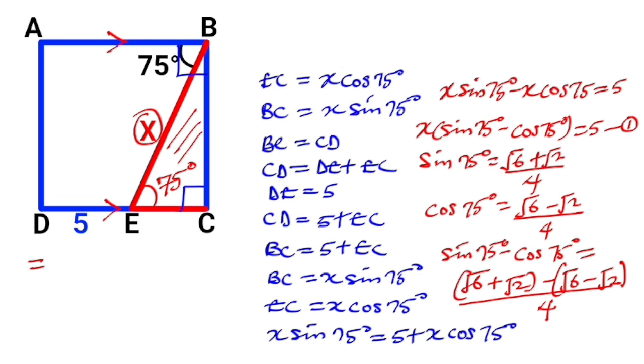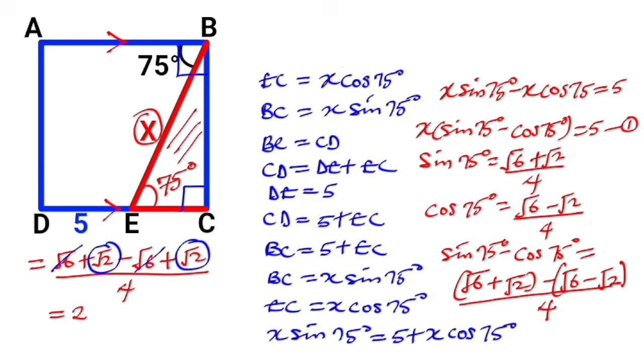Expanding the bracket will give us the square root of 6 plus square root of 2 minus the square root of 6 plus the square root of 2, all divided by 4. The square root of 6 minus the square root of 6 will cancel out. The square root of 2 plus square root of 2 is equal to 2 times the square root of 2. And we are left with 2 times the square root of 2 divided by 4, which simplifies to the square root of 2 divided by 2.